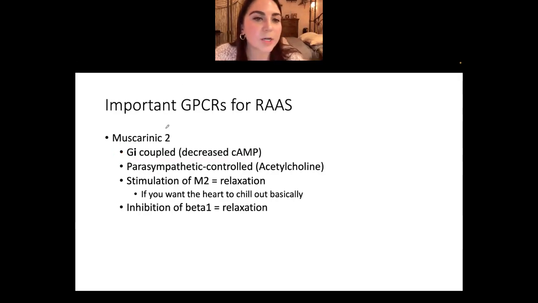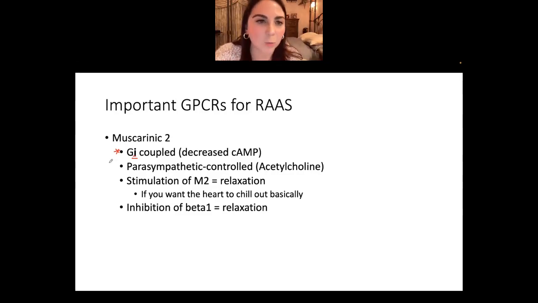Muscarinic 2 receptors, so M2s, these are GI coupled. So if it's a G alpha I GPCR, you're going to have a decrease in cyclic AMP. That's how it works. It basically stops what GS does. These are parasympathetically controlled, so they're going to respond more to acetylcholine. And if you stimulate the M2 receptors, you get relaxation. So note the difference here: stimulation of beta 1, you get contraction; stimulation of M2, you get relaxation.